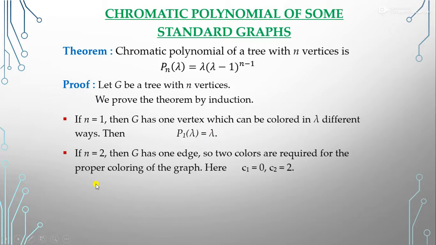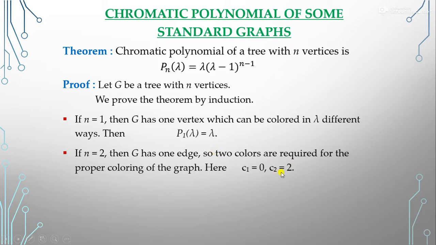Now, if n is equal to 2, then G has one edge, right? Because we have two vertices, how many edges do we have? One edge is there. If we have one edge, both vertices are adjacent, so we require two colors for a proper coloring. So now C1 is equal to 0, because we need two colors.